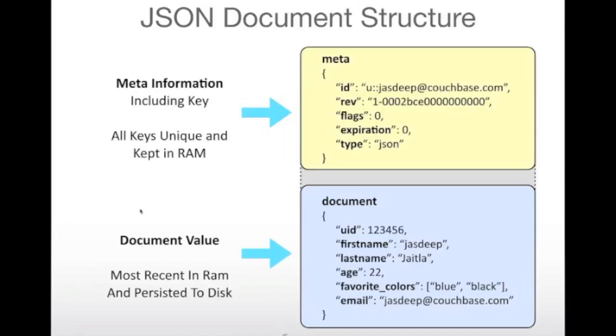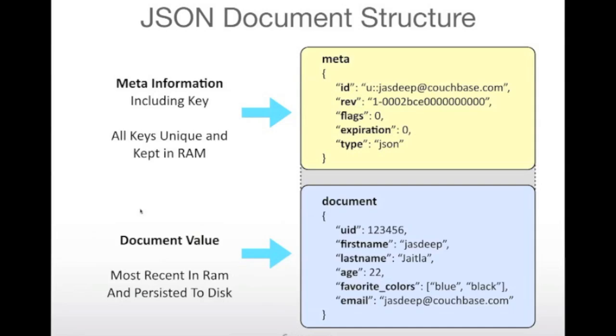So in Couchbase, we have what we call metadata, and we have the document value. So we have a key and a value. The meta information is always kept in RAM. All the keys are unique within a bucket, and the ID is the key, and then we have some other information: revision number and flags, and the expiration and the type. And then the value itself is the document, and that document can be a JSON document or just a simple data type. It doesn't have to be JSON. It can also be a simple data type.